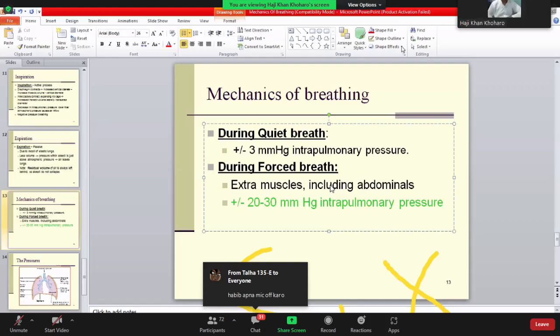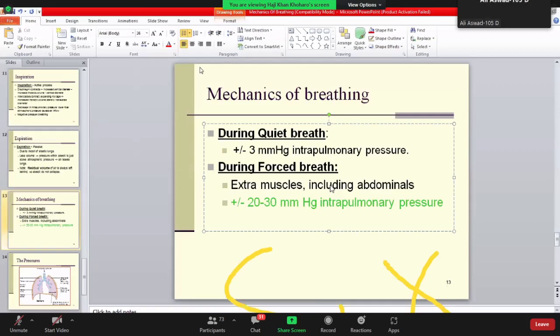When the intrapulmonary pressure is increased, the expiration occurs in the same way.